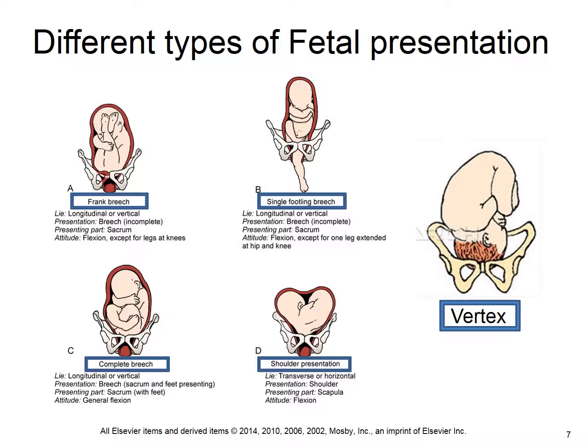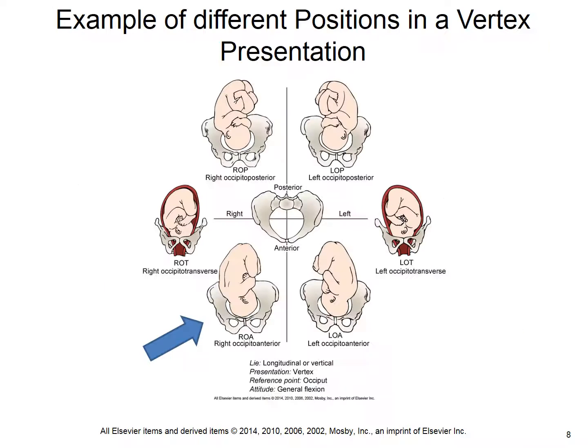Breech can be broken down into 3 groups. The baby can either be frank breech, as it shows in the upper left, footling breech, as it shows in the upper right, or complete breech, as it shows in the lower left. The most common presentation is vertex.